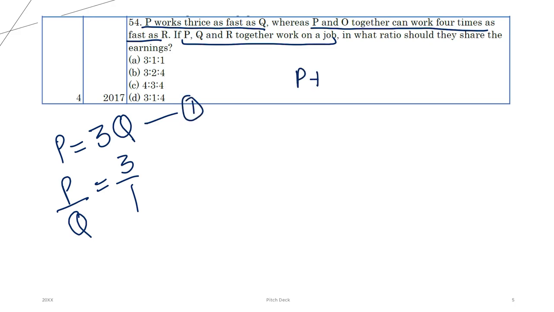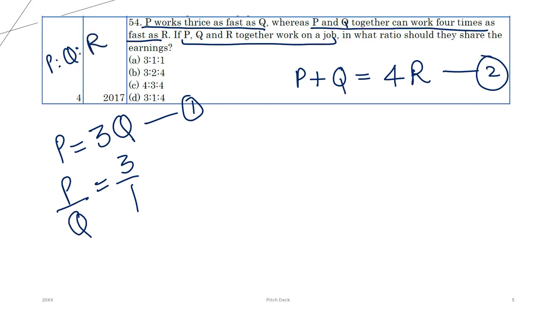Second is P plus Q working together. This is not O, this should be Q, because there are 3 people. So P and Q are working together and they work 4 times as fast as R. So P plus Q is 4R. This is equation number 2. They are asking you their share of earning, so they are asking what is P ratio Q ratio R.